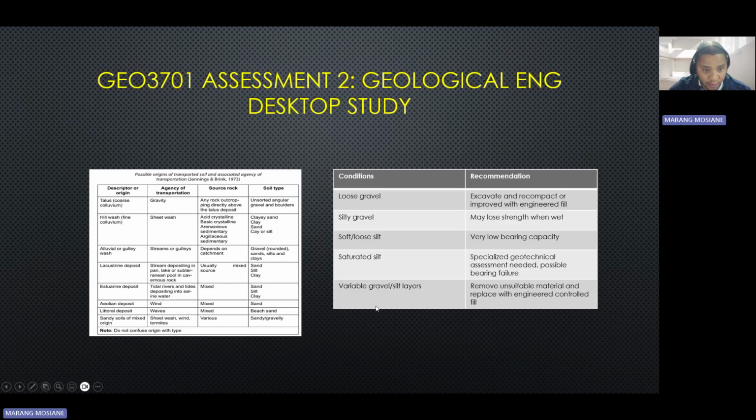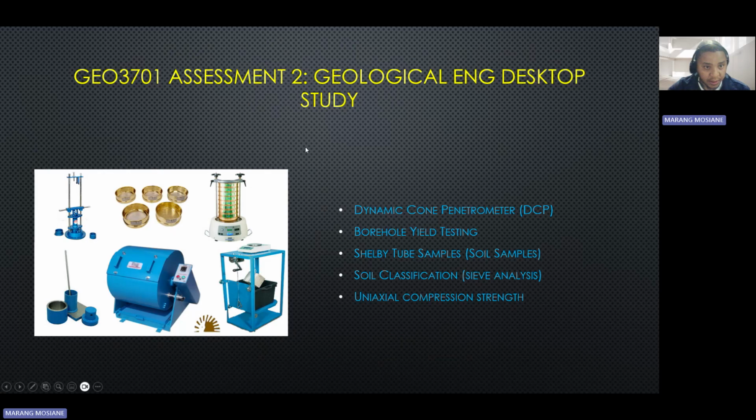Now, these are the different conditions and these are the recommendations. For all of these conditions, as you can see here, it's excavating, recompacting, and then also engineering controlled fill. So we're filling back in so that everything can be as solid as possible. These are the different laboratory tests: the DCP, the borehole yield testing, the soil sampling, the sieve analysis, and also our uniaxial compression strength.